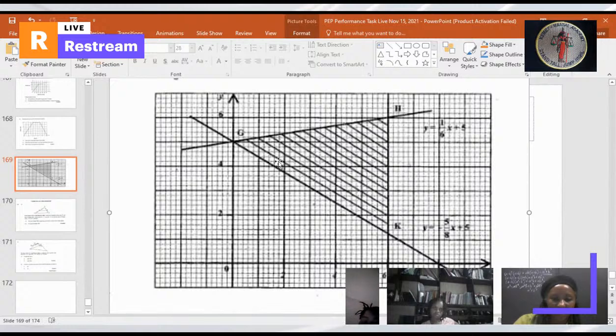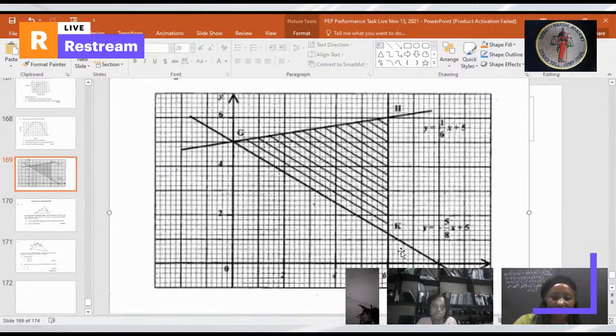Is the line broken? No. So it's less than or equal to. We're shading below the line. So y is less than or equal to 16x plus 5.